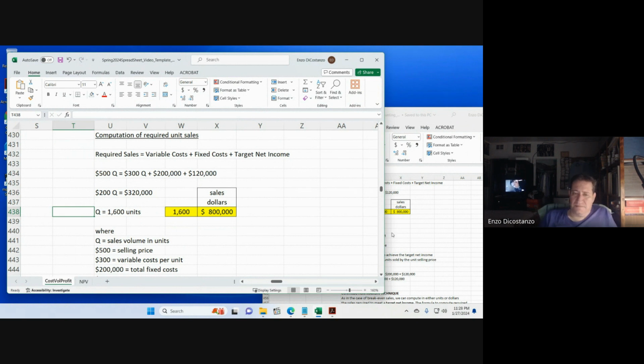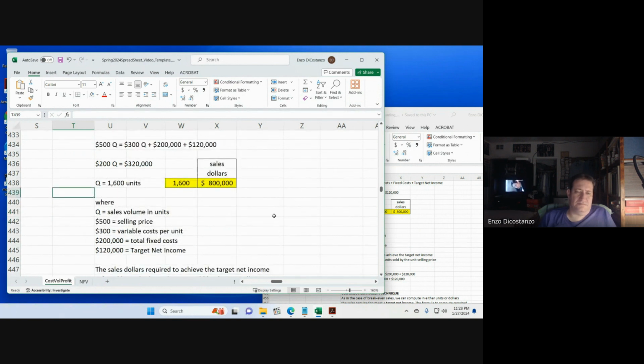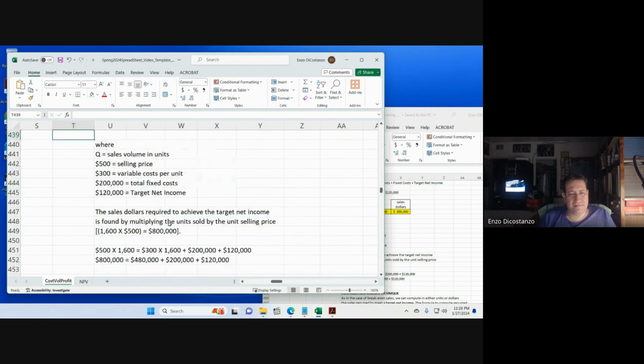So Q, sales volume in units, 500 selling price, 300 variable cost, 200,000 total fixed cost. Okay. So what we'll do with this is we'll say, okay, we're going to take the units times the 500, which is the 800,000 that comes in the door. So in other words, that's the revenue row, and we just figured it out here on the side. So 1,600 times the 500 is 800,000.